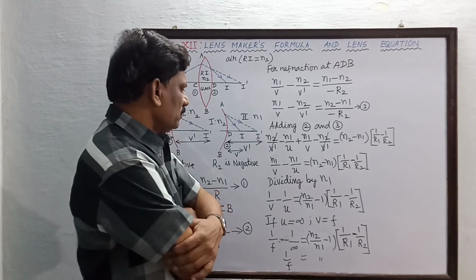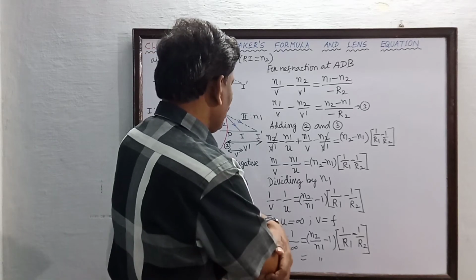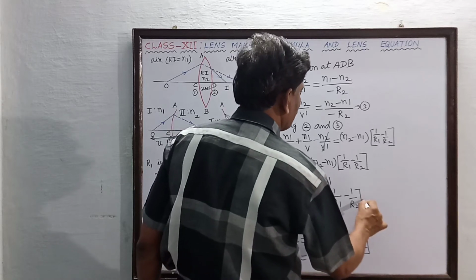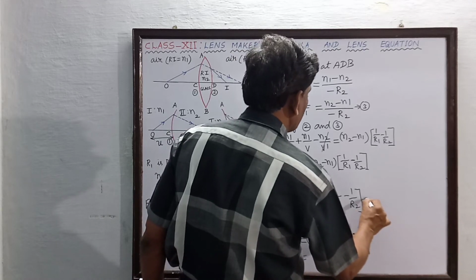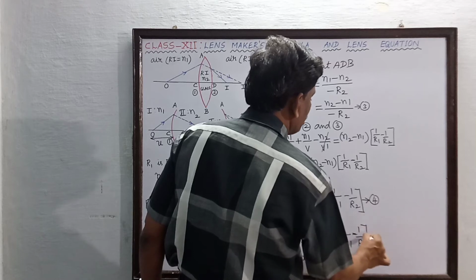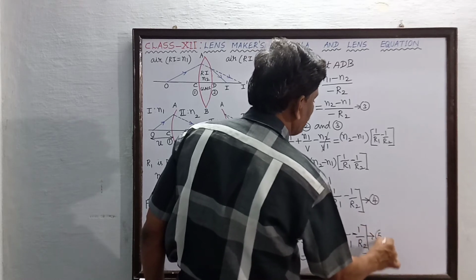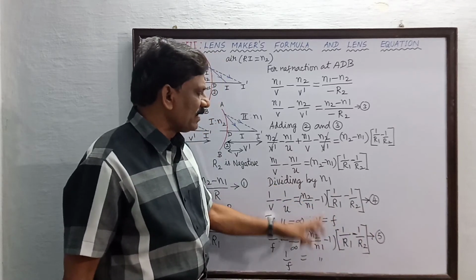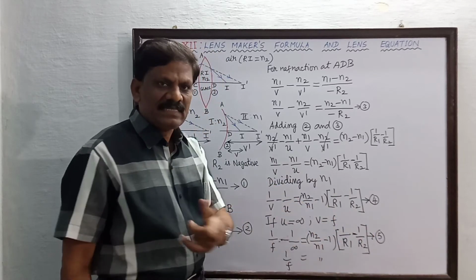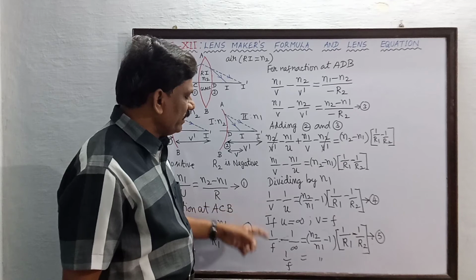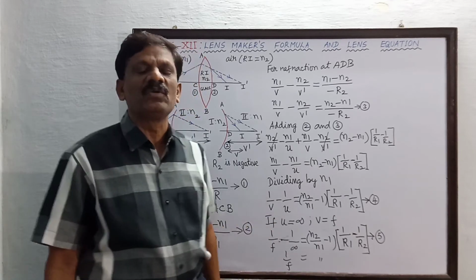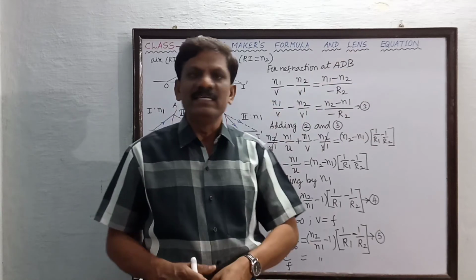Understand? 1 by f is equal to n2 by n1 minus 1 into 1 by r1 minus 1 by r2. So now if I compare these two equations, I will say this is equation 4, and this is equation 5. Let it be as it is. If you compare equations 4 and 5, the right hand sides are the same. So equating the left hand sides, 1 by f is equal to 1 by v minus 1 by u. This equation only is called as the lens equation.